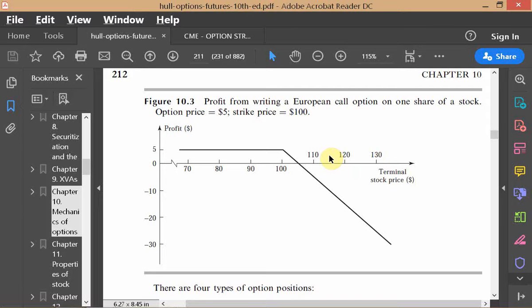So what is the guy saying? Why is he not exercising? He's not exercising because he's saying the market price is below the call strike. So why should I buy at 100 exercising the call, when the underlying asset price is $80, let's say, or $90? Is this clear? Are you following the logic?